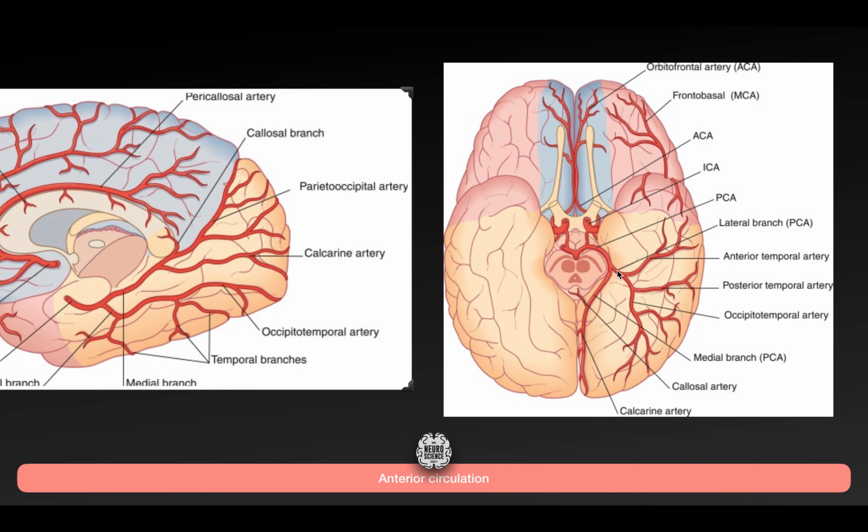It gives off a lateral branch here that provides various temporal arteries, the occipitotemporal artery, so this is to the fusiform cortex, so think about prosopagnosia here, as well as this medial branch that will eventually become the calcarine artery. So the PCA is going to form a lateral branch, the temporal region, and the occipital region more laterally, and a medial branch forming the calcarine artery.